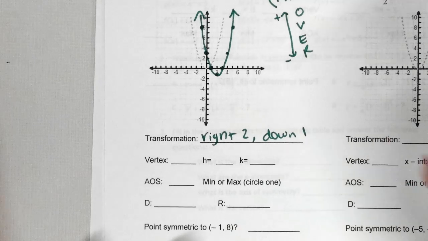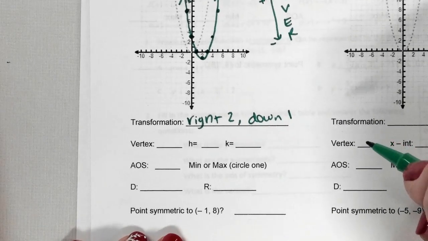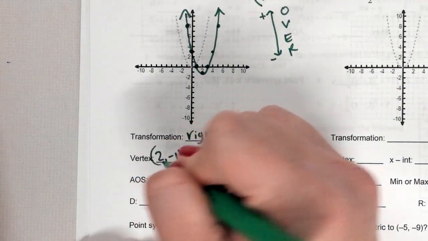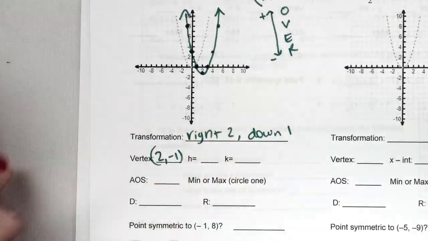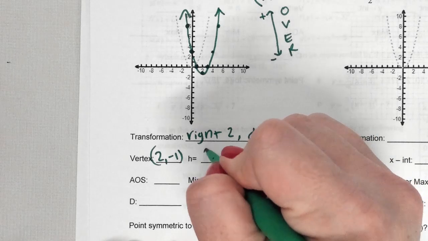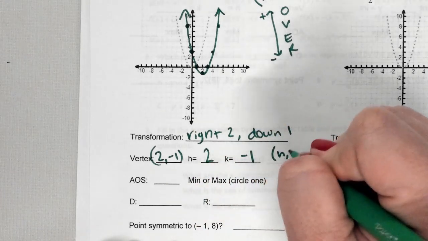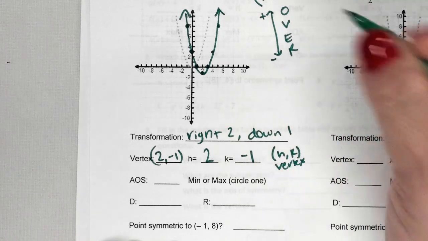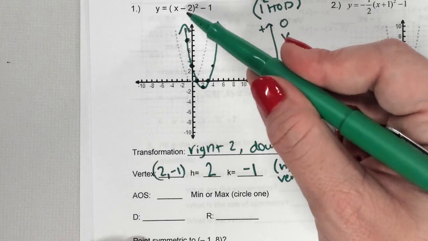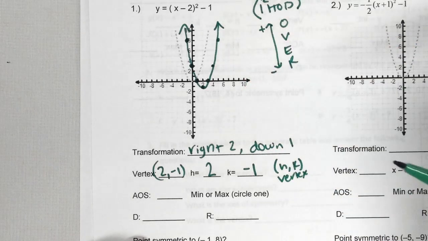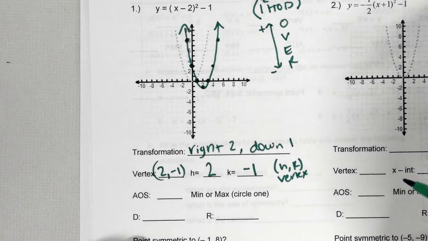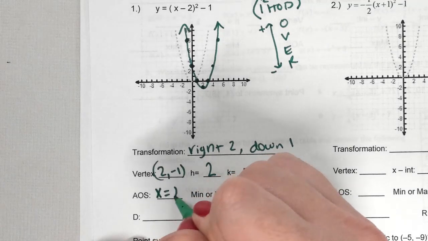Now, what's my vertex? 2, -1. Okay, H is 2, K is -1. I want you to realize H comma K is your vertex. That's why we call this vertex form. But remember, when I plug in H, doesn't it look opposite? Inside is opposite, outside is exact. Yes? Now, what's your axis of symmetry? X equals 2.